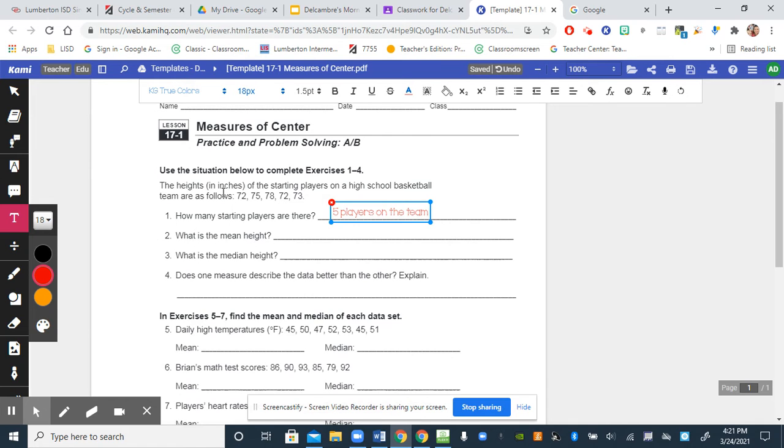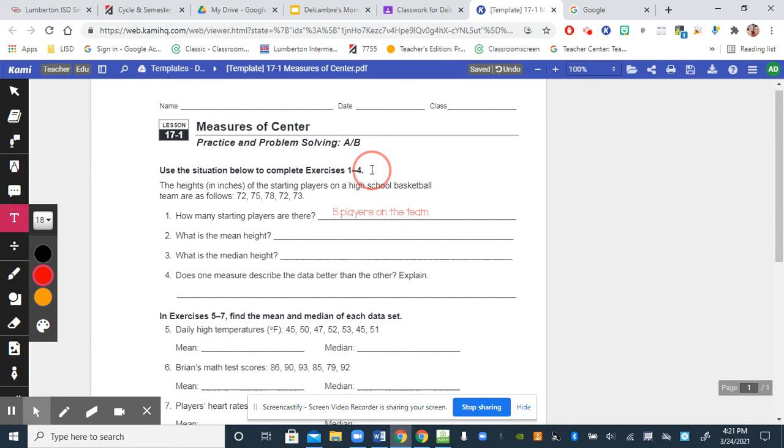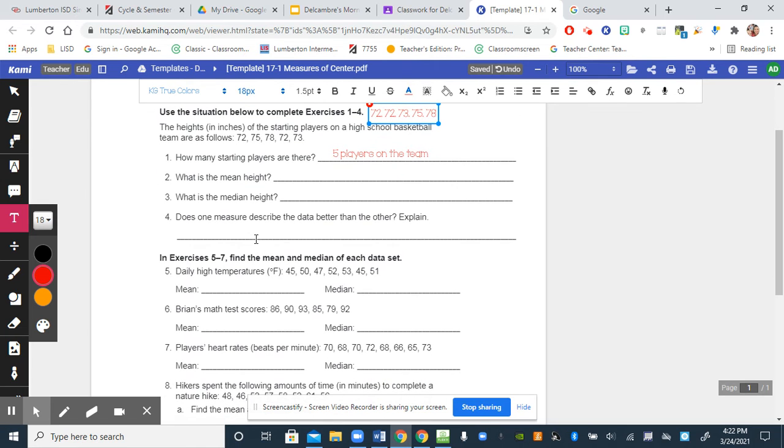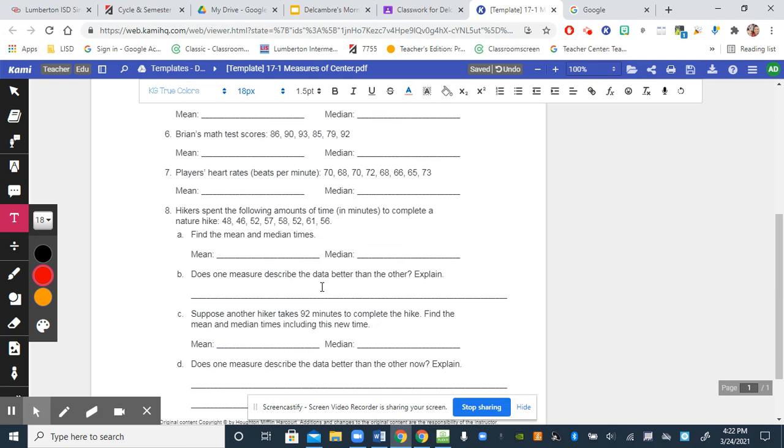What is the mean? What is the median? So what I would do first, before I found this, is I would order these from least to greatest. So I have 72, another 72, 73, 75, and 78. Then you can find the median, and then you add them up and divide for the mean. Does one make better sense than the other? Yes or no? And explain. So I really want you to concentrate on finding the mean and the median. Which one makes more sense? I want you to try that. I'm not more concerned about that. We will talk about that tomorrow.